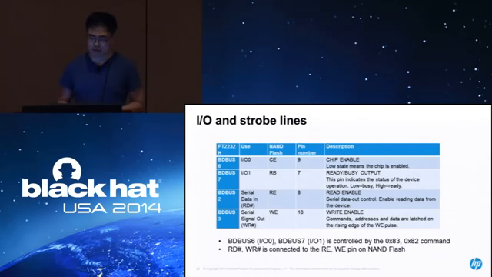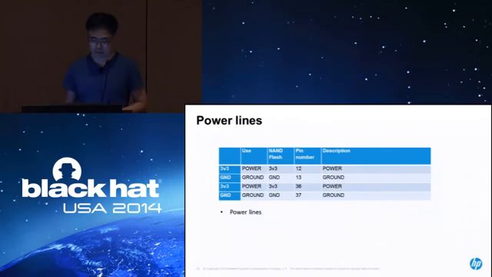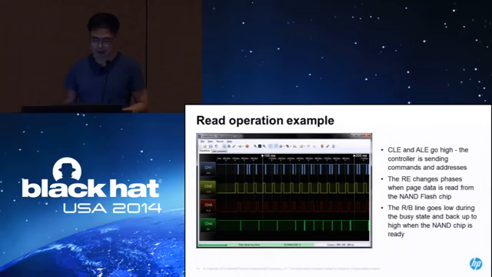And there are other pins like IO or strobe lines or control lines. They are just basic concepts from electronic engineering, I guess. And there are 4 power lines, you need to connect them.